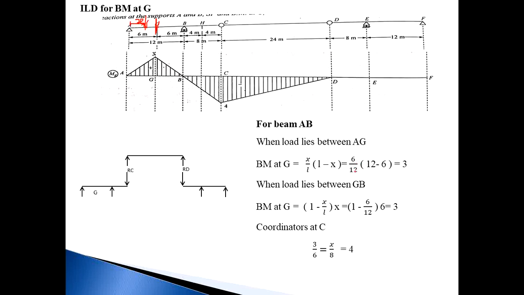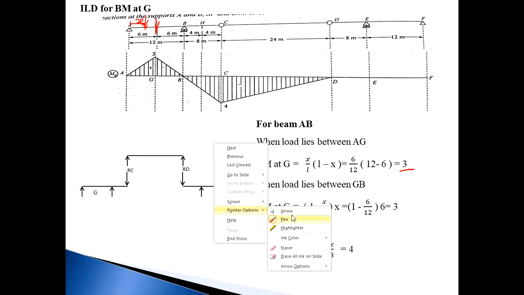So 6 by 12, that X is equal to 6. I want the bending moment at G, so put X is equal to 6 divided by 12, in bracket span of the beam 12 minus X is equal to 6. Simplify this equation, we get 3.